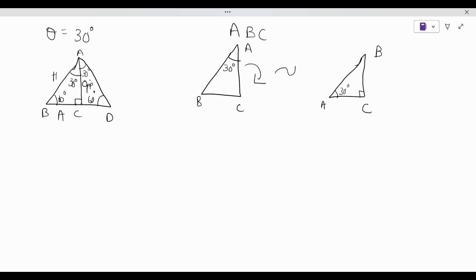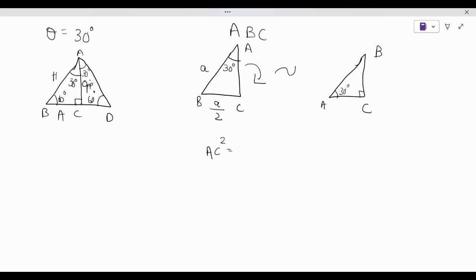Okay. Now in this triangle, we know the side AB, right? Let's say it has a length a. BC has to be a by 2, because AC is a perpendicular bisector. It's a perpendicular line which divides BD into two parts, so a by 2. So we know AC by taking Pythagoras theorem.